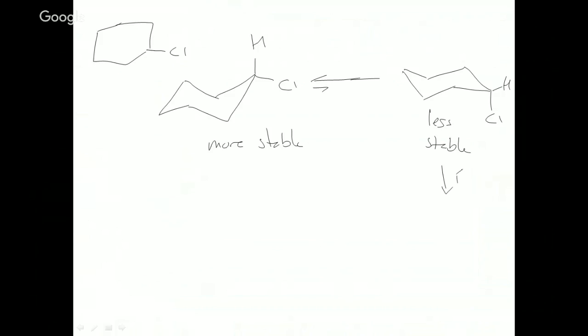This is the one that will react by E2. How in the world does a less stable cyclohexane derivative react by E2? Well, you got to look at the alpha carbon and the beta carbon. What is the relationship between these hydrogens and the chloride? They are anti-periplanar. This is a fantastic example of kinetics versus thermodynamics. The more stable is a thermodynamic reality. It is more stable. It doesn't mean the less stable doesn't exist.